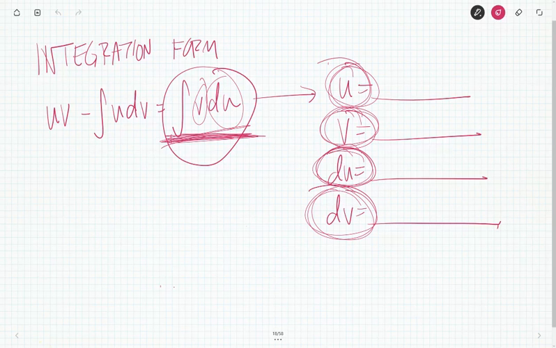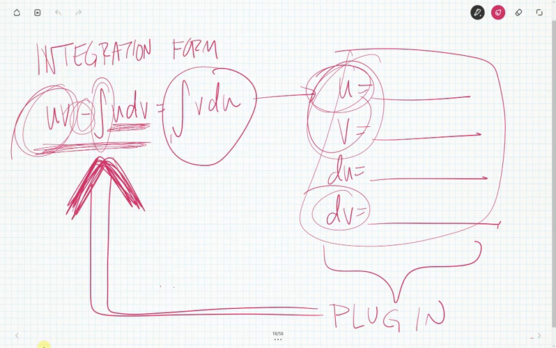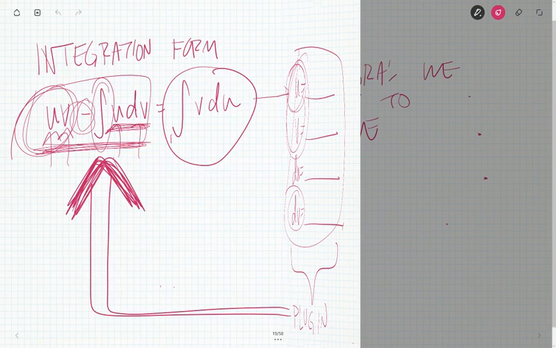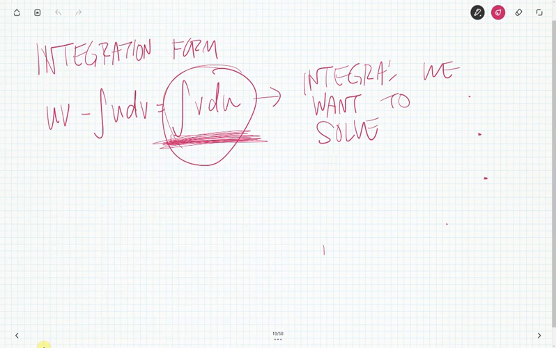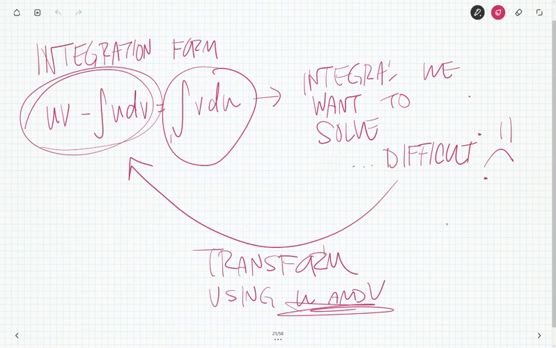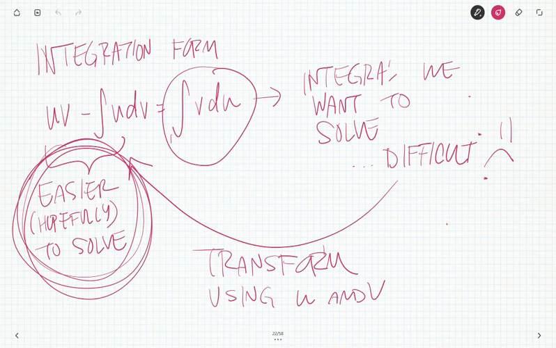And so once we have all four of these pieces, we can take them and plug them in here. We can plug in u, we can plug in v, we can plug in u, and we can plug in dv. And again, this is the integral we want to solve, but it's going to be something difficult and something we can't just do. And so if we identify u and v and du and dv, then we can go ahead and rewrite this scary integral in this form, which is going to be easier, at least hopefully it's easier, to solve.